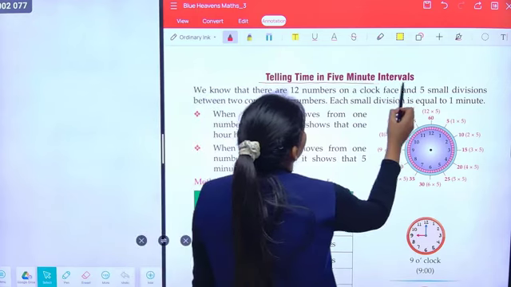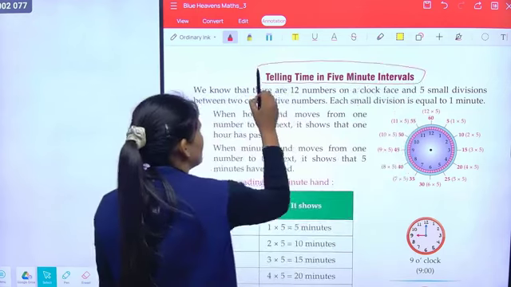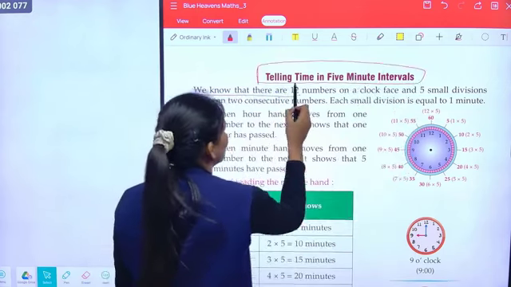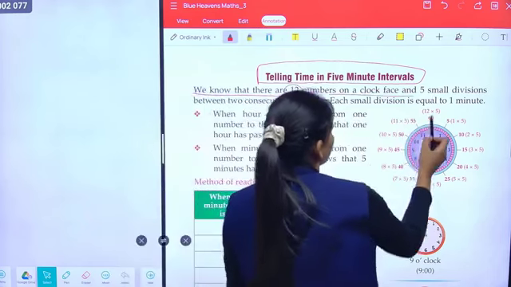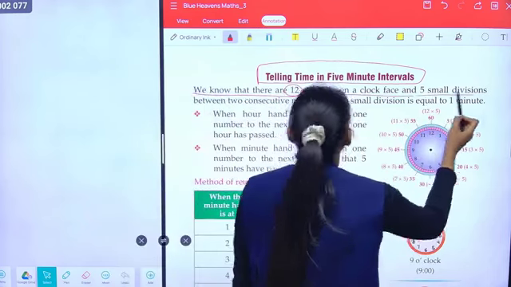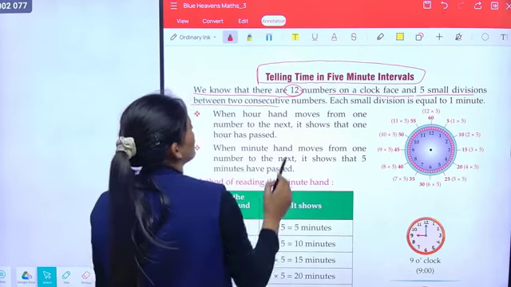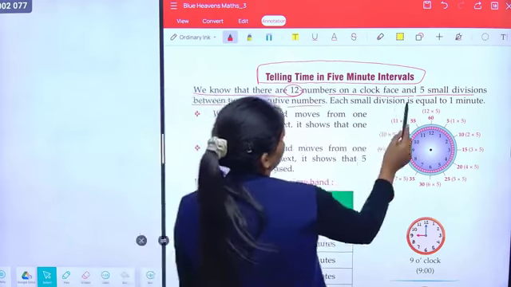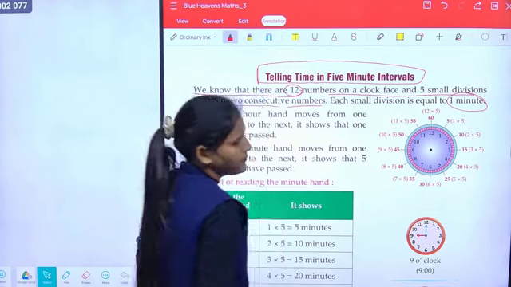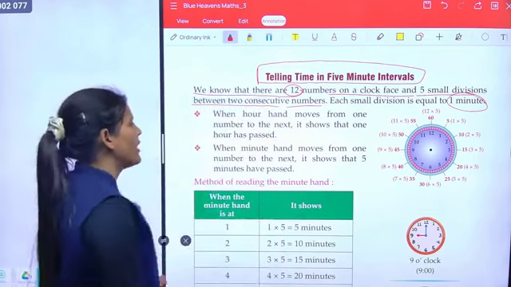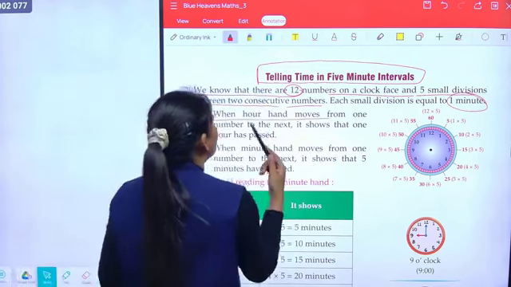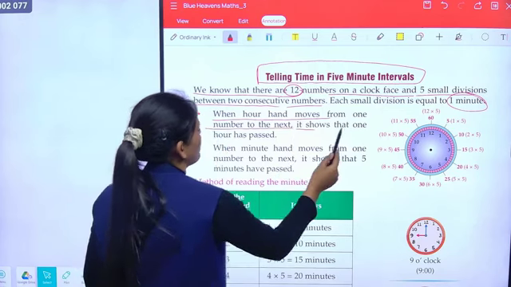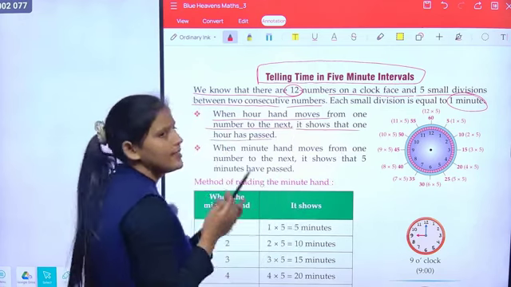Telling time in 5 minutes interval. We know that there are 12 numbers on a clock face. 5 small divisions between 2 consecutive numbers. Each small division is equal to 1 minute. When the hour hand moves from one number to the next, it shows that 1 hour has passed.